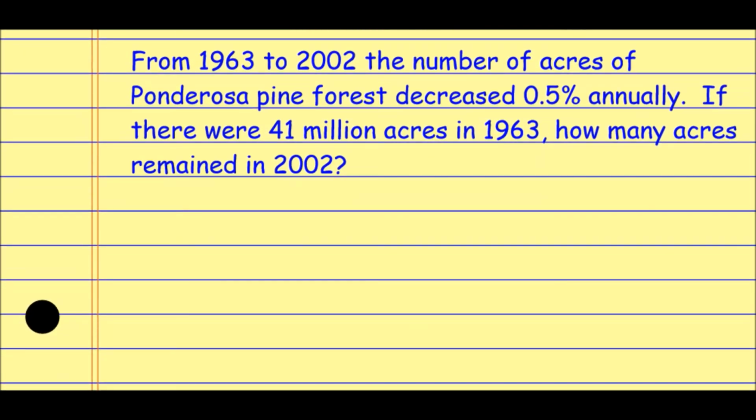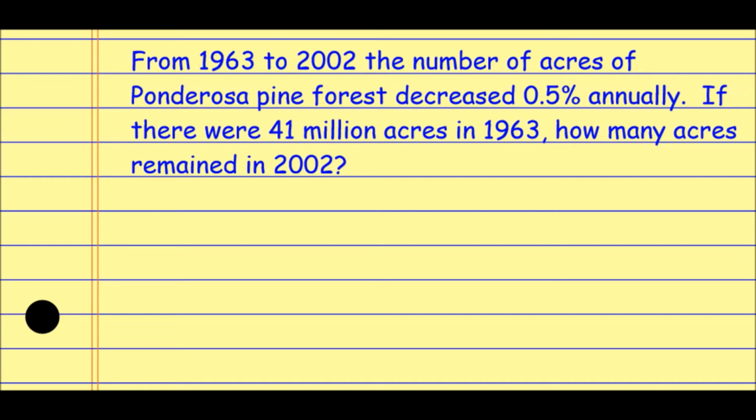Something like this guy says from 1963 to 2002, the number of acres of ponderosa pine forest decreased by 0.5% annually. If there were 41 million acres in 1963, how many acres remain in 2002? And so if we look at this thing, first of all, from 1963 to 2002, we have to look at how many years that is. So we have to take the 2002 minus the 1963, and we see that that's 39 years.